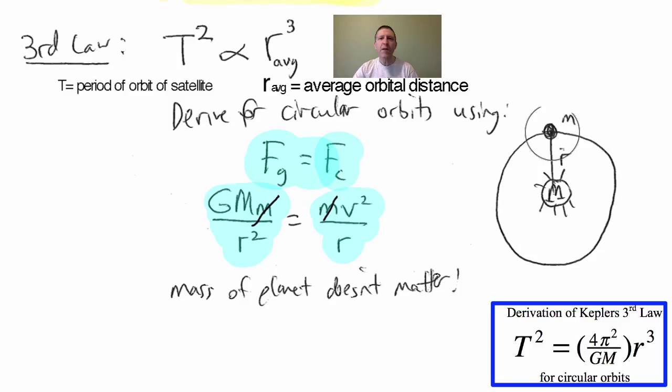Now that is a slight approximation. It does assume that the mass of the sun, or orbited body, is much, much greater than the mass of the planet, but that works great for us because the mass of our sun is so much greater than the mass of any planets.